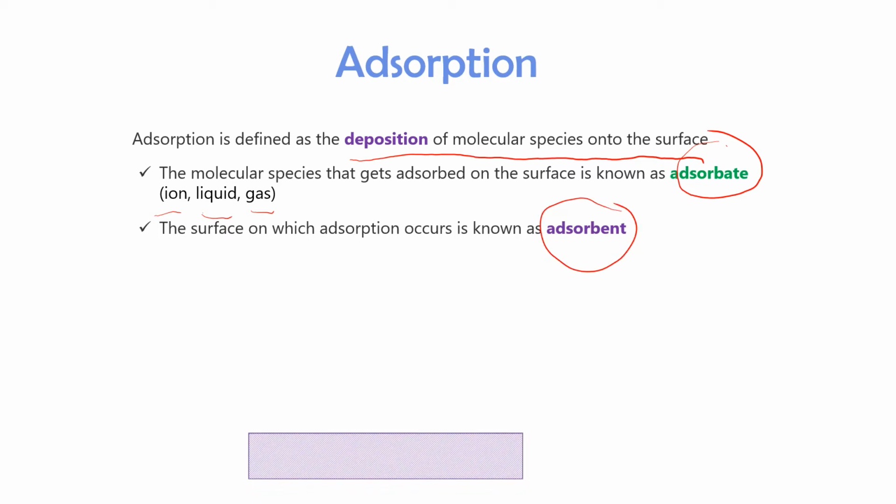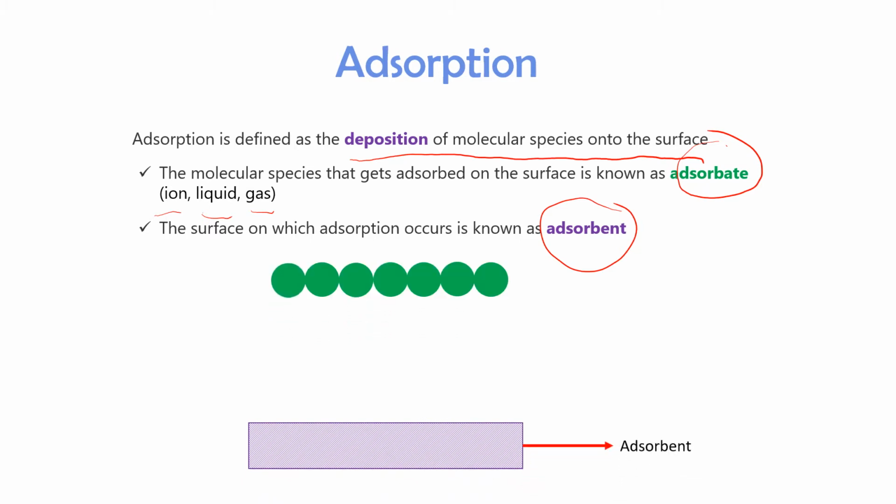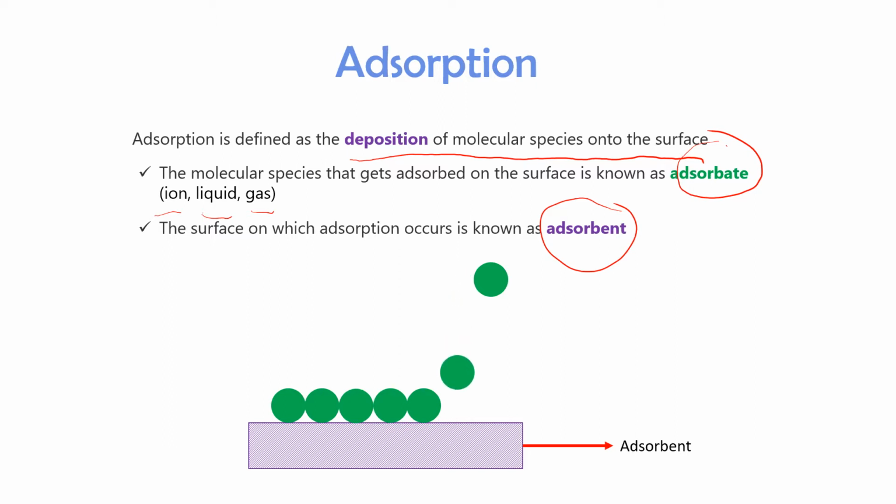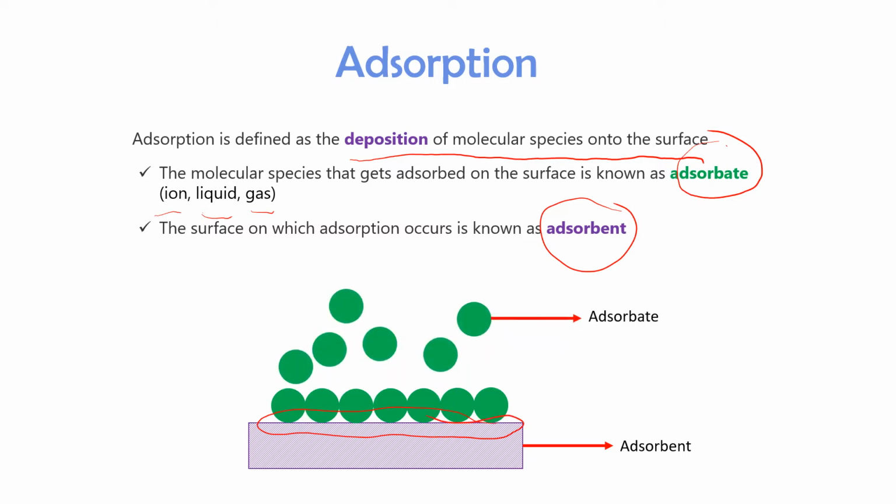Let's say we have the adsorbent here and we have the adsorbates. When the adsorbates is being adsorbed, it happens only on the surface of the adsorbents. This is a surface phenomenon. And what will happen is that when the adsorbates is being diffused out, we can see the desorption has happened in the system.